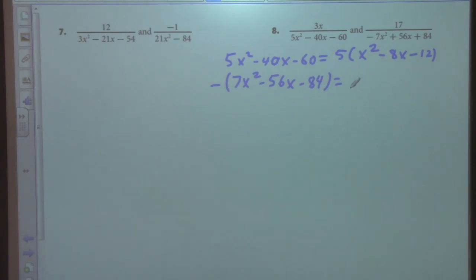You take out 7 on the bottom. Okay, I'm going to take out negative 7. Yeah, negative 7. It would be the same thing as the top: x squared minus 8x minus 12. Yes. Okay, and so what is going to be negative 35 times x squared minus 8x minus 12?